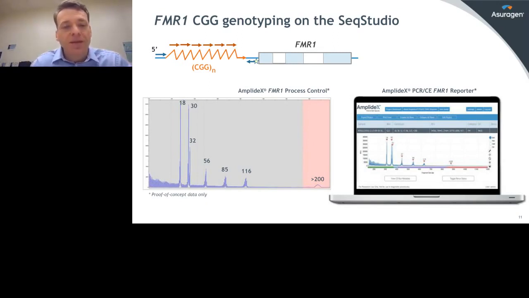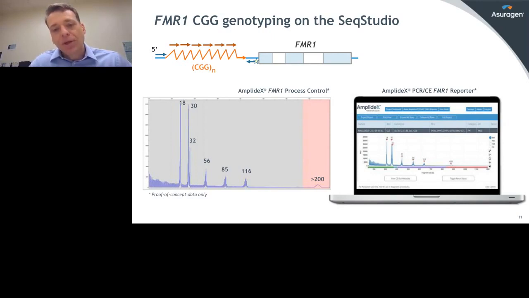Now these are data that were generated via GeneMapper 5, but we've also shown proof of concept for how these data can be ported onto our AmplideX PCR-CE FMR1 reporter software. And this is a fit-for-purpose software that provides project management and data management for FMR1 molecular characterization. It provides automated sample QC and, importantly, push-button genotyping so that you can nearly instantaneously analyze hundreds of sample genotypes.